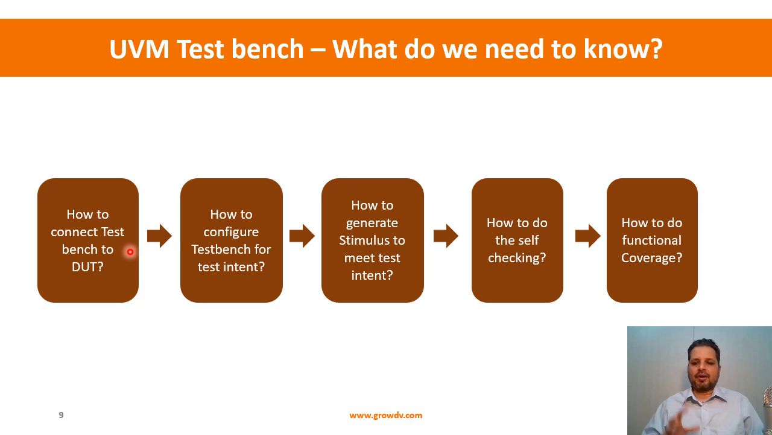Fundamentally, we are following the verification process that we have already described, and in that verification process, the test bench architecture was layered, and then there were a few steps that we have to do. For example, how do I connect the test bench to the DUT? I need to know that, right? And how do I configure the test bench to the test intent? How do I do that in UVM? Then how do I generate stimulus to meet the test intent? How do I generate stimulus in UVM? And then how do I do self-checking in UVM? And then how do I do functional coverage?